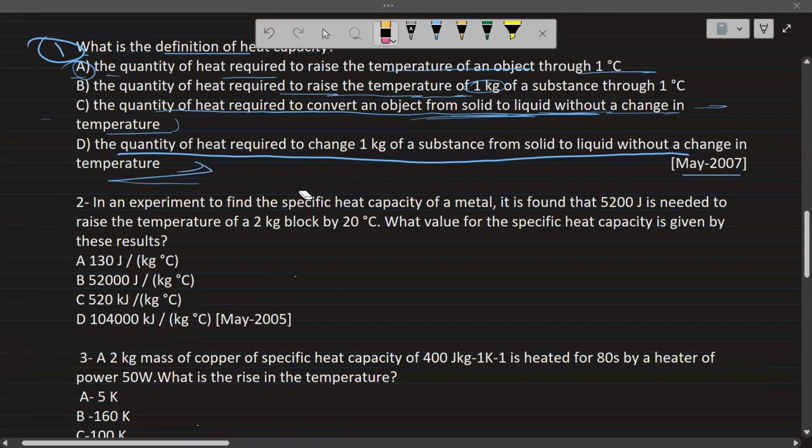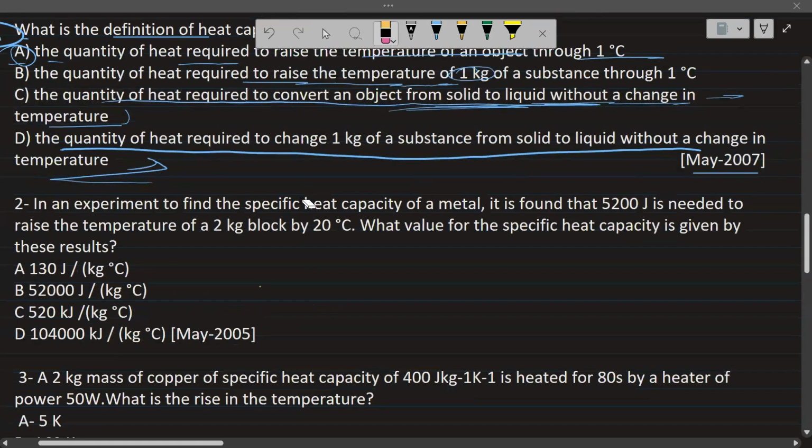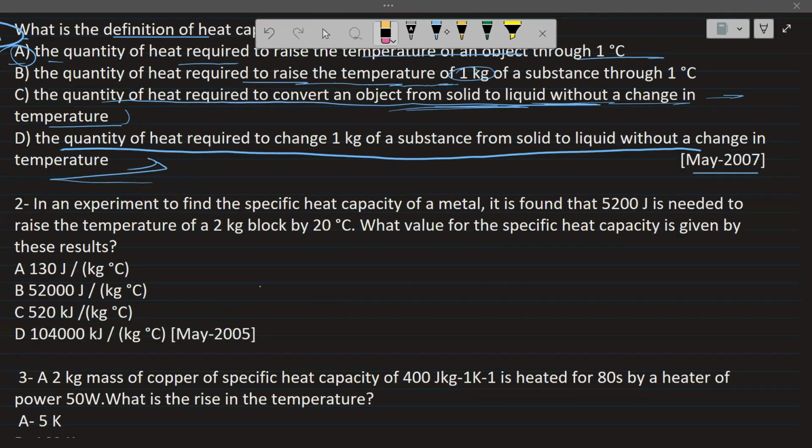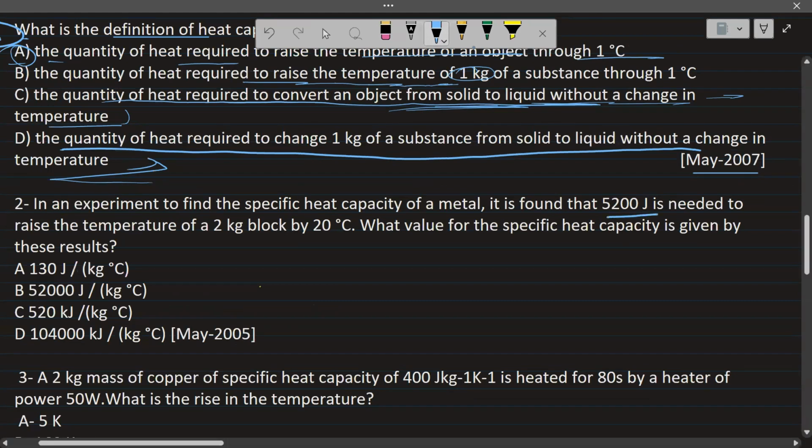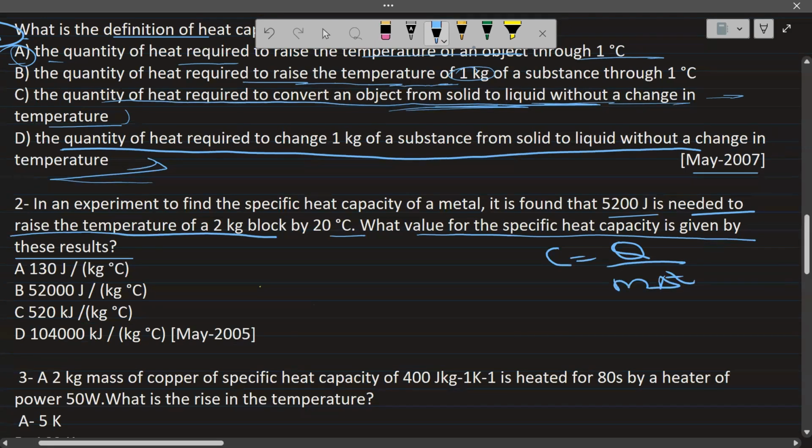So if you look at question 2, it says in an experiment to find the specific heat capacity of metal, it is found that 5,200 joule is needed to raise the temperature of a 2 kg block by 20 degrees. What value for specific heat capacity is given for these results? If you know the formula of specific heat capacity, C is equal to Q upon M delta T, right? So C is the specific heat capacity, Q is the heat supplied, M is the mass, delta T is the change in temperature.